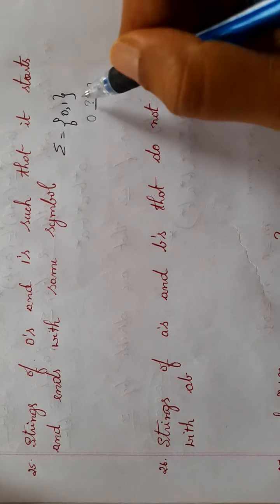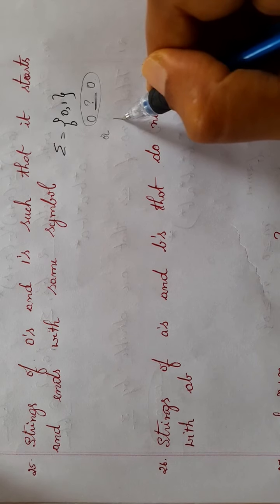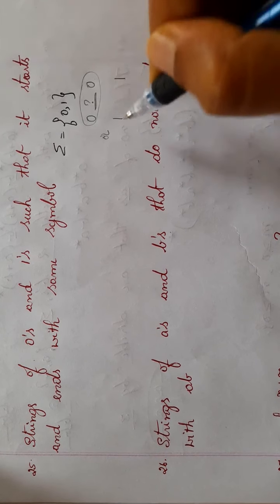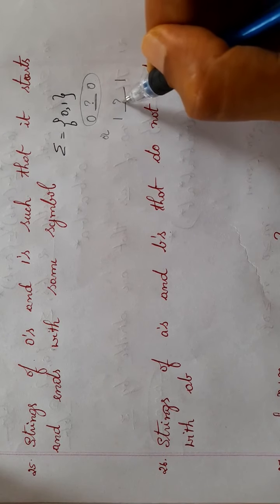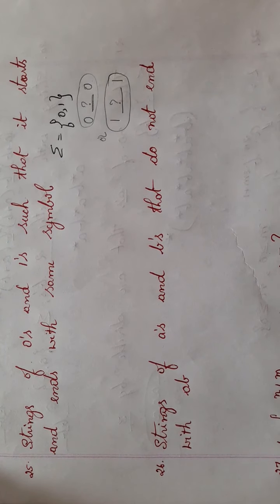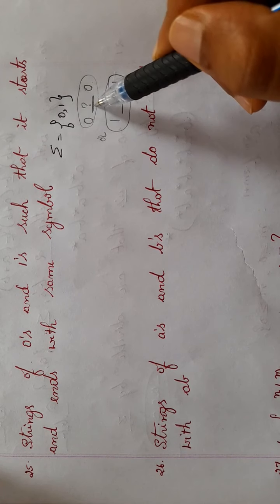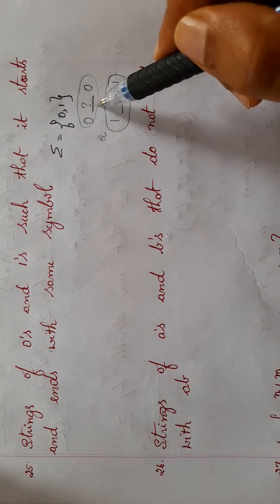One more combination is, if in the beginning I have 1, at the end also I should have 1, and in between you can have anything. This is one combination, and this is one more combination. In between, any means 0 or more occurrences.